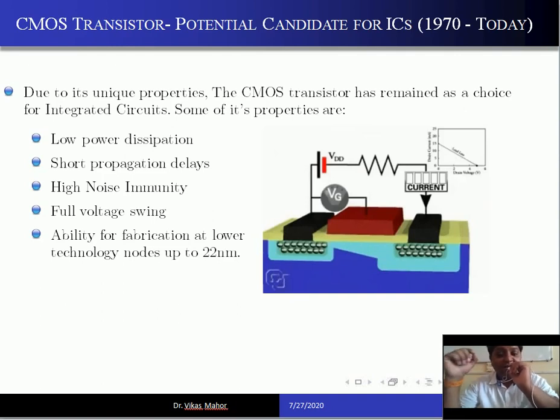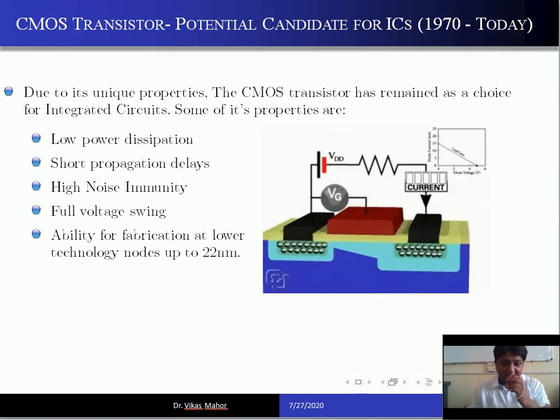Your diode can be designed using CMOS. Your diodes on the IC can be designed using CMOS. Your capacitance can be designed using CMOS. So by only using CMOS, the entire IC can be designed. All the circuits on the IC can be designed, not only digital circuits, various analog circuits also. That's why CMOS has remained the potential candidate from 1970 when the first IC was designed till today, for integrated circuit design.